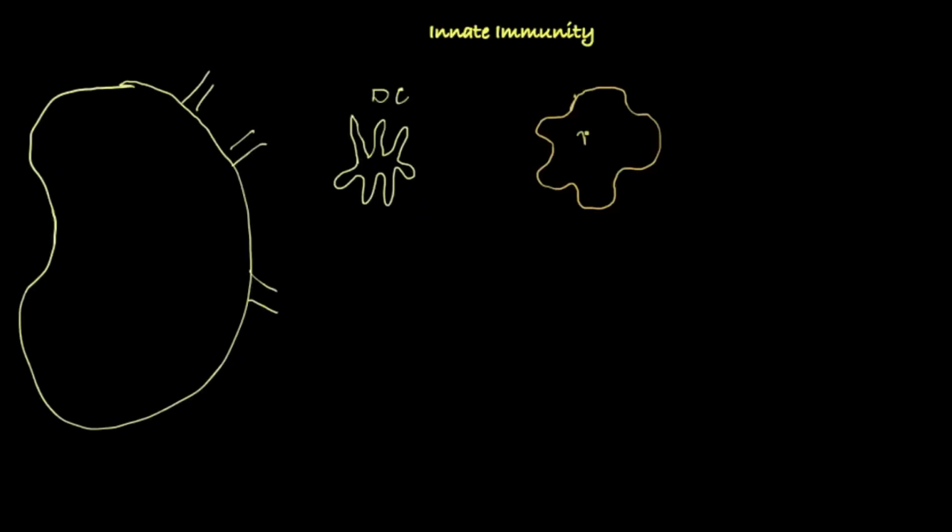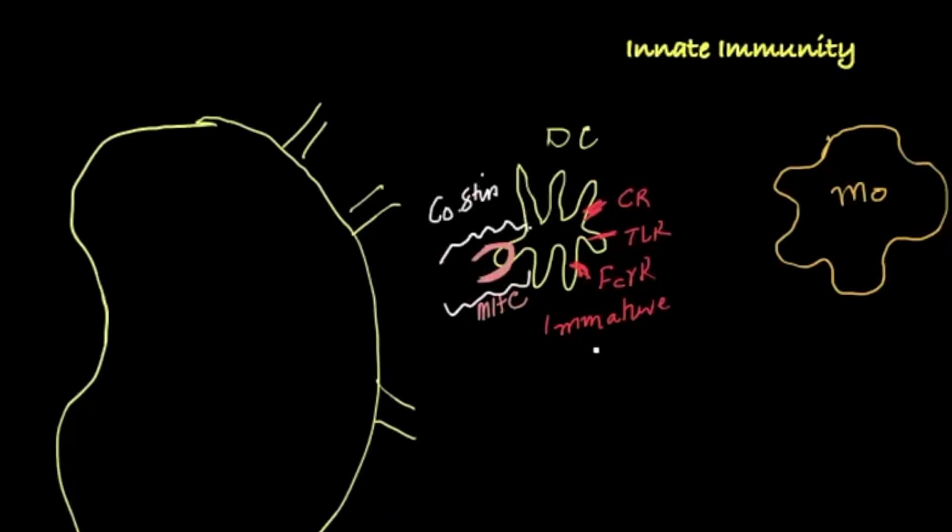Now we're going to see how they become activated. As long as they are immature, they don't express co-stimulatory signals and MHC. But when they capture the bacteria, so I'll draw a bacteria here, with the help of complement, toll-like receptor, FC receptor, they engulf it, break it down into small pieces, and now they will present it with the help of MHC and with the help of co-stimulatory signals like CD80 and 86.